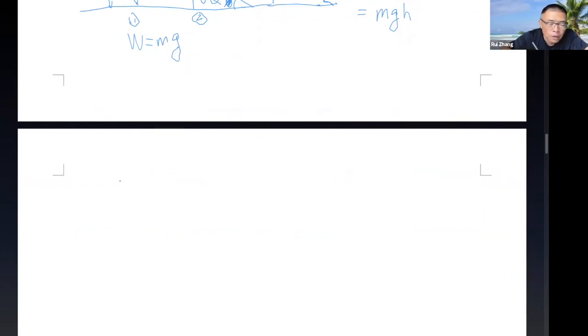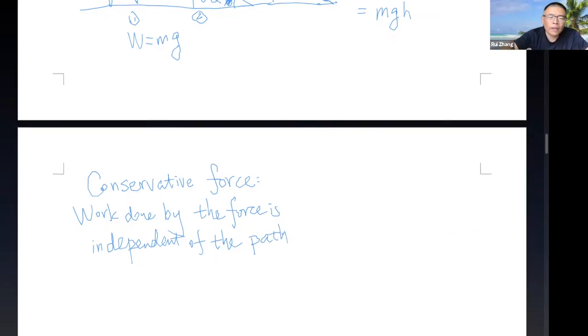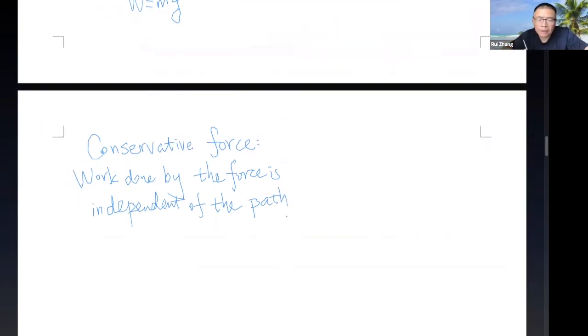Forces that have this property are called conservative forces. So the definition of a conservative force: the work done by the force is independent of the path and only depends on the initial and final height, or only depends on the initial and final state.